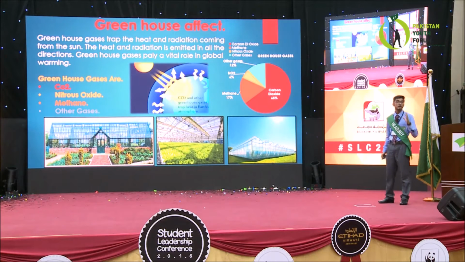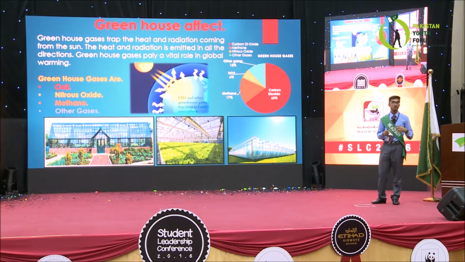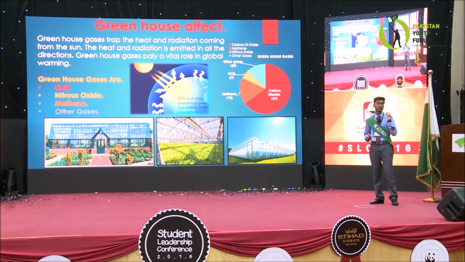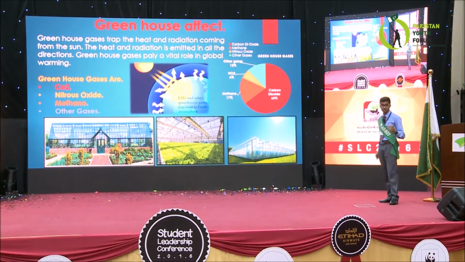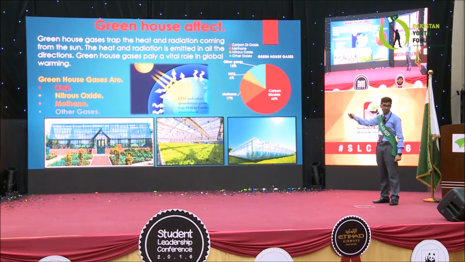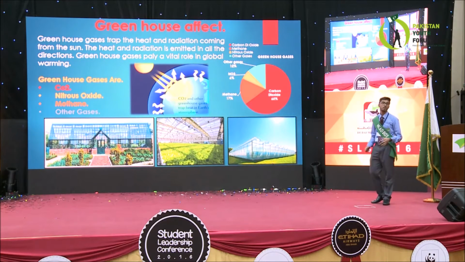Greenhouse gases. A greenhouse is a structure of glass or polythene sheets that is used to provide a suitable environment for plants to grow. There are certain gases that are released by the greenhouse, known as greenhouse gases. There's a pie chart that shows the percentage of greenhouse gases in the environment. Carbon dioxide goes with 65%, methane 17%, nitrous oxide 6%, and other gases 12%.